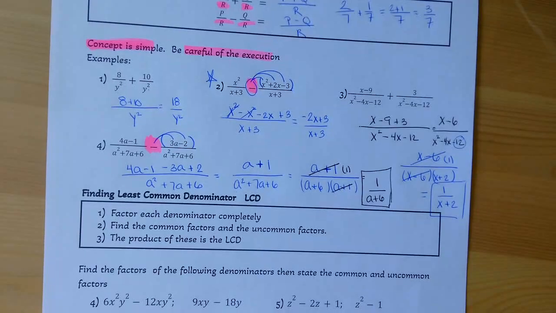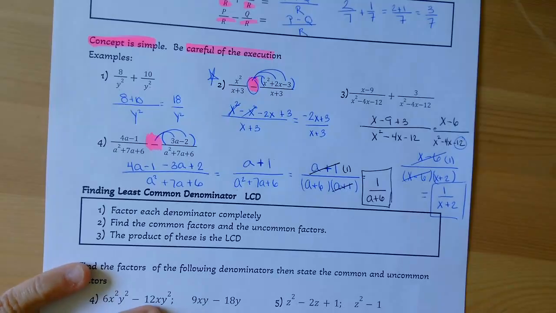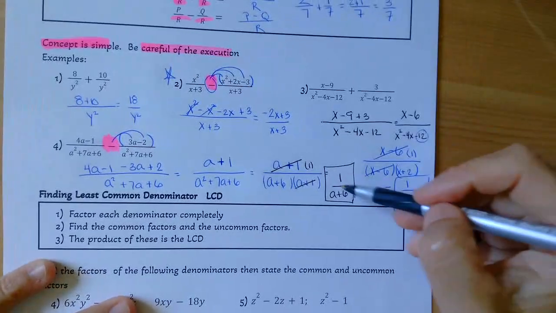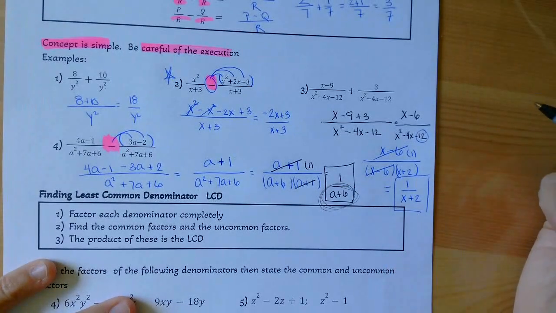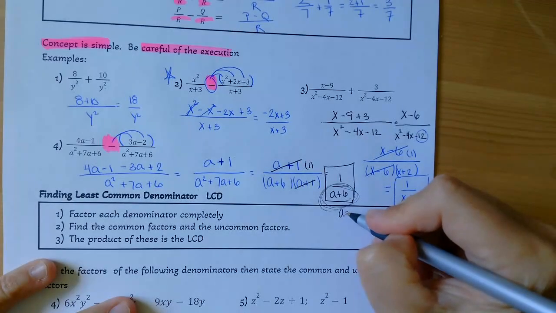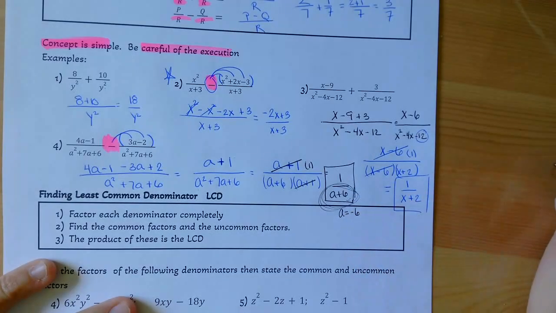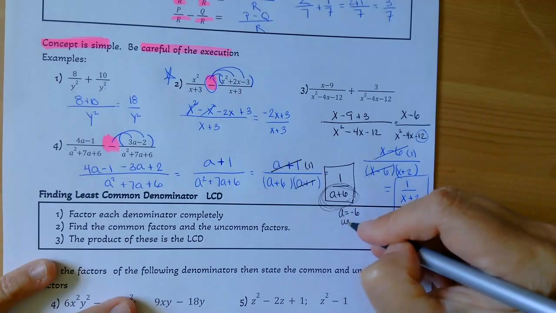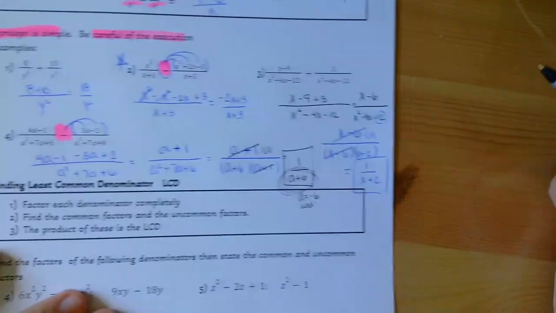Just for fun, let's talk about this as a little review for our test next week. What makes these fractions undefined? Remember, undefined is when the bottom equals 0. So the only number I can't have here would be a equals, can you do it in your head? Negative 6. That would make my fraction undefined.